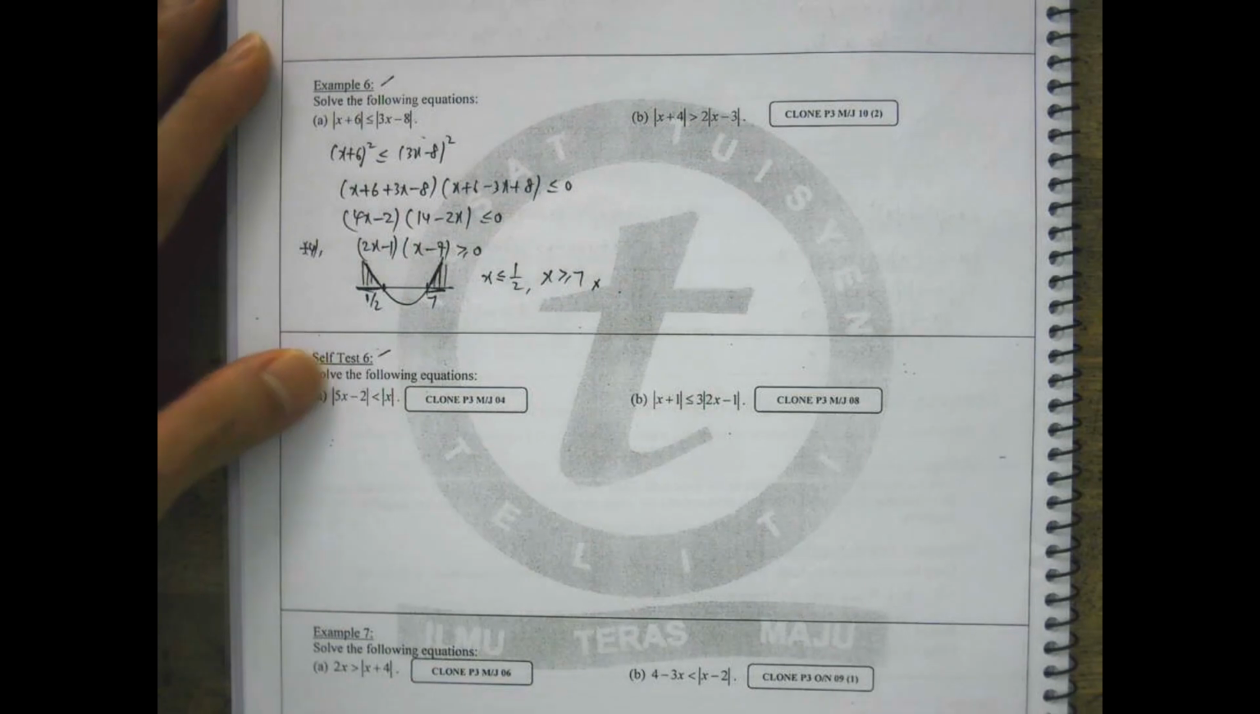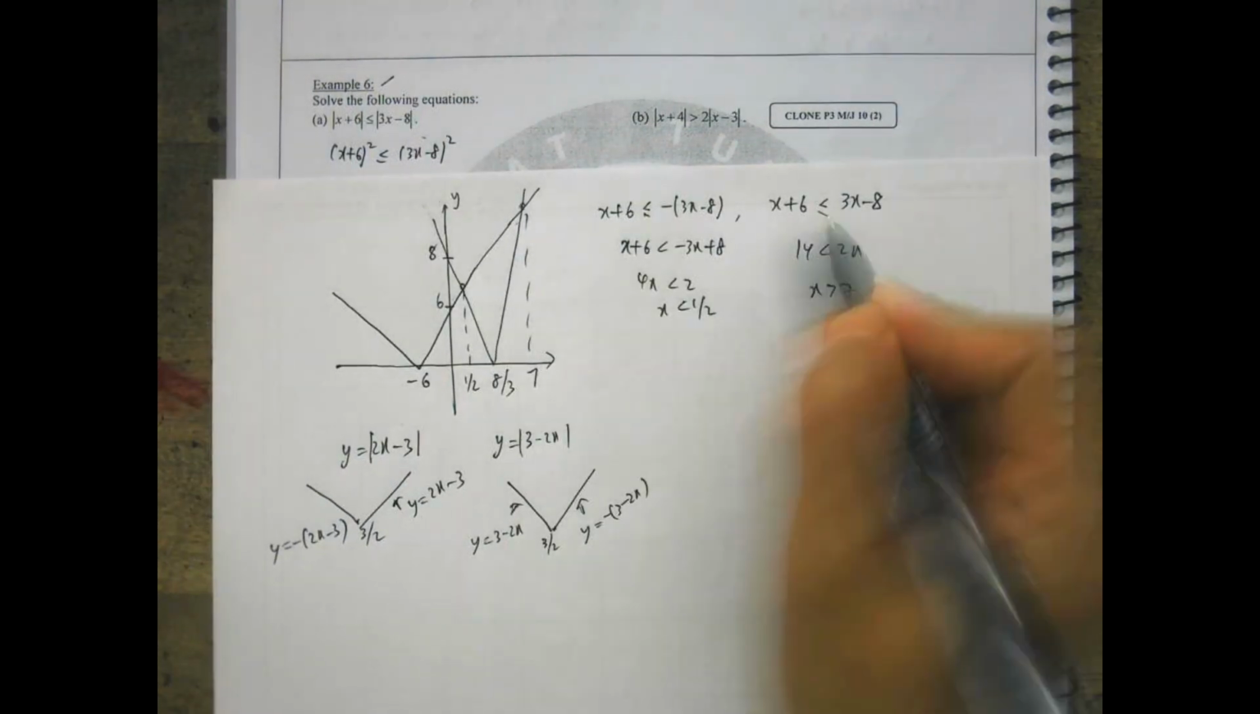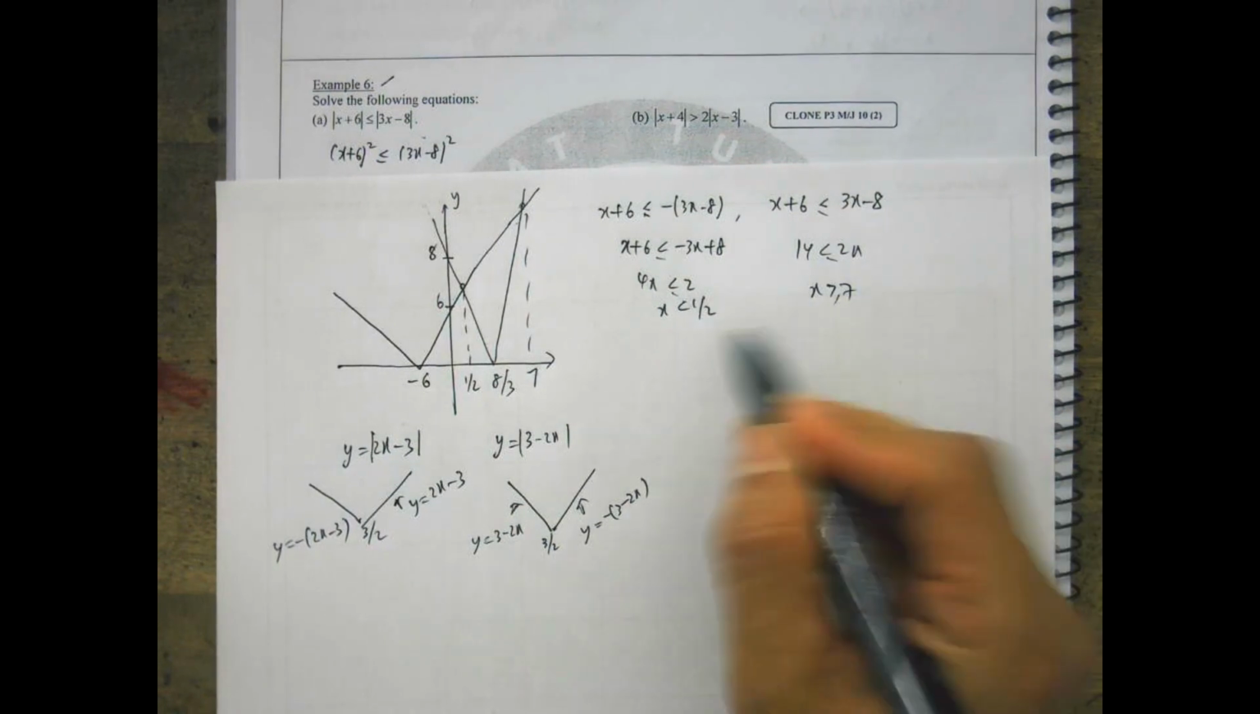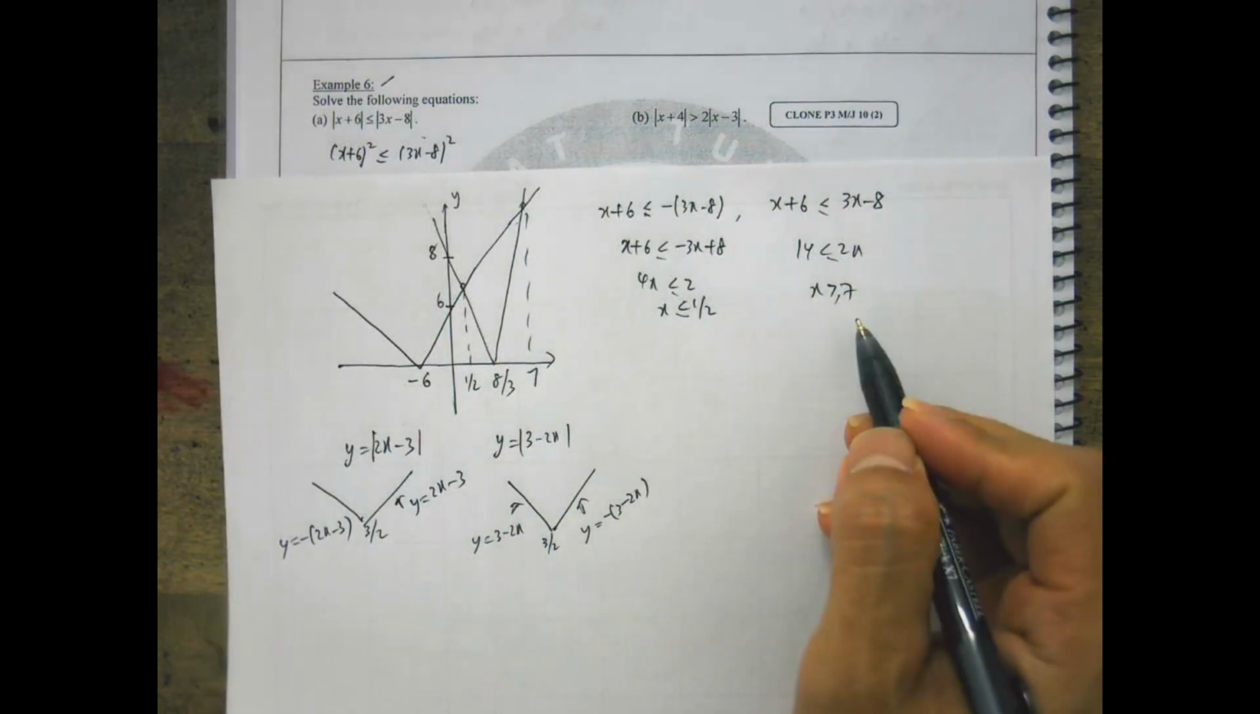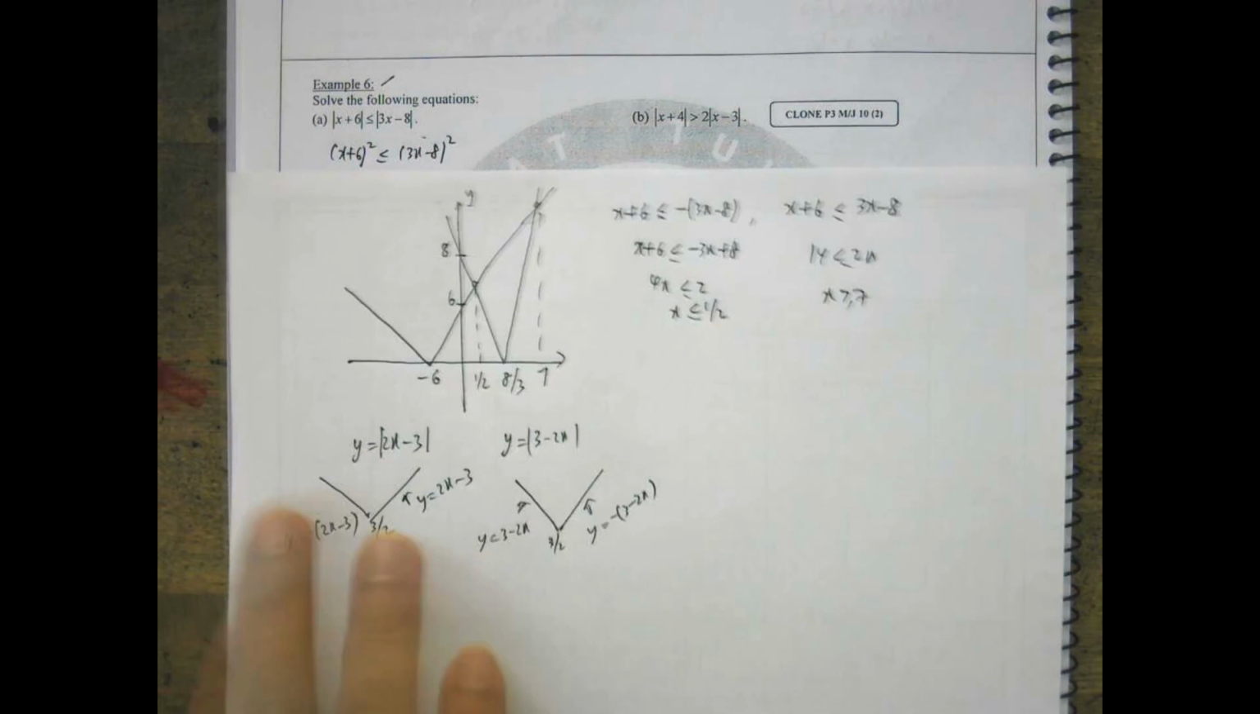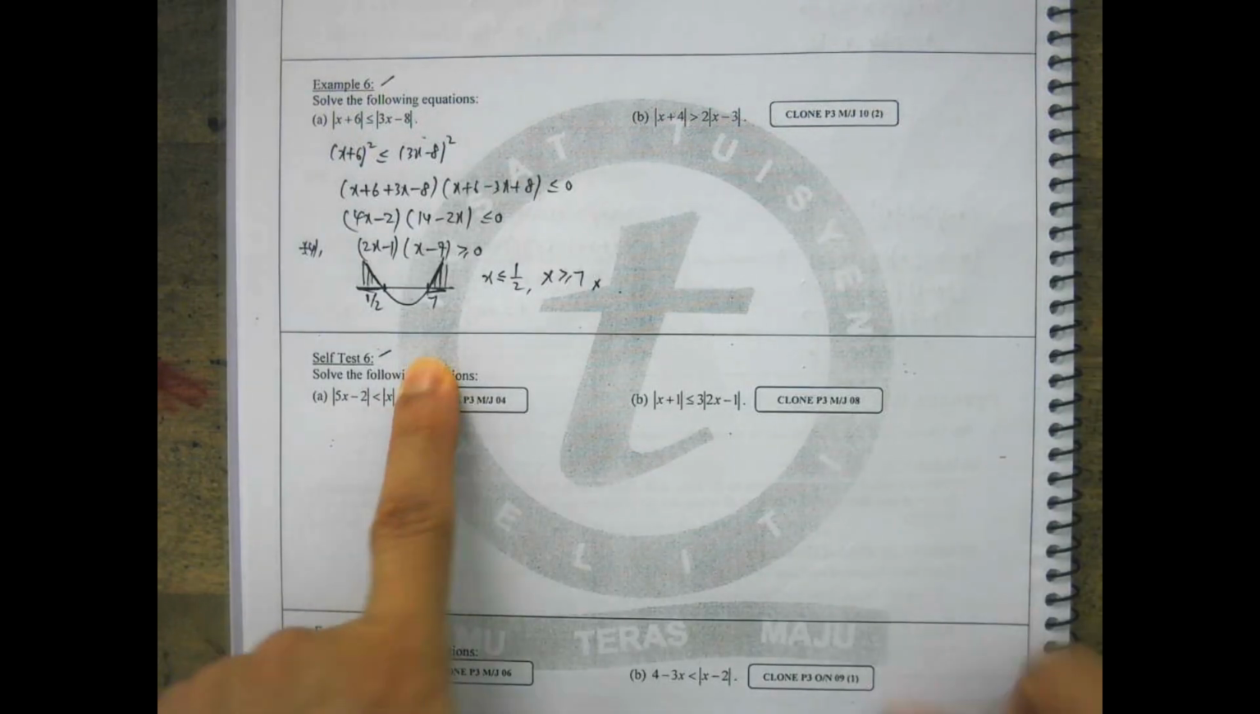Yeah, notice I got the same answer, but I think I missed an equal sign here. I missed an equal sign here, can you see? So if you use this method, you still get the same answer. But this one you have to look at the graph, right? And this is easier, right?